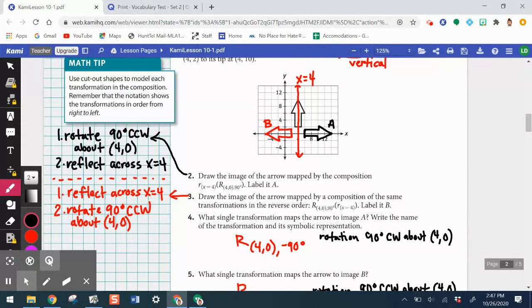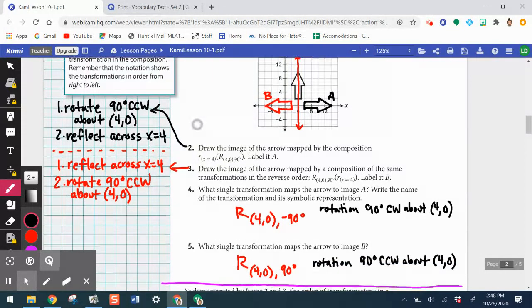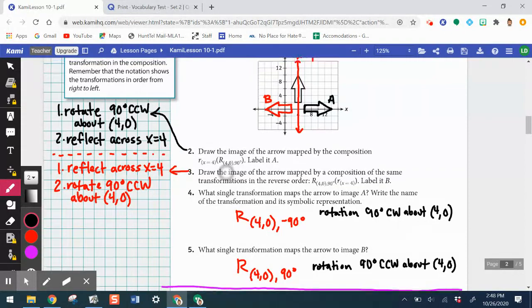Okay, hopefully you've taken a second to try and complete items 2 through 5. What I want to do is remind you how to perform rotations, especially when the center of rotation is not the origin like we see here, where the rotation is around the center (4, 0). So I want to remind you how to do that.